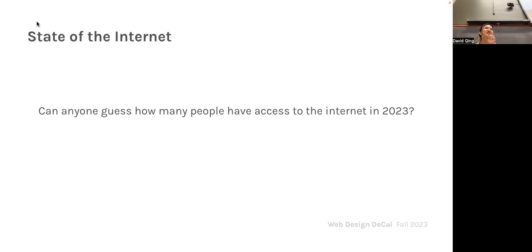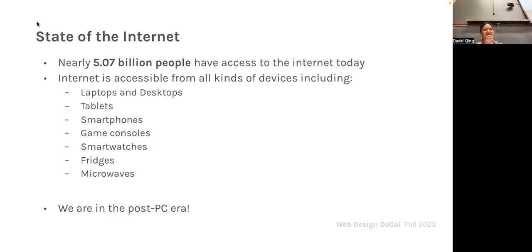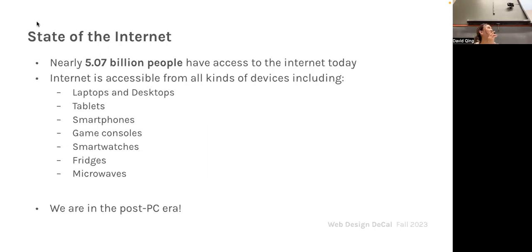3 billion? That's a good guess. It's actually 5 billion, which is kind of crazy. If you think about it, the Earth has like 8 plus billion people, I think, something like that. That means over half the Earth has access to the internet today, which means the internet is accessible from all kinds of devices, whether it's a laptop, tablet, smartphone, all that kind of stuff. We're kind of past the PC era.